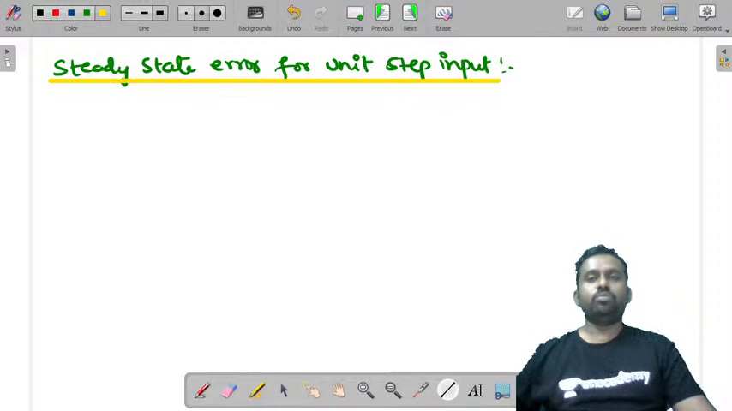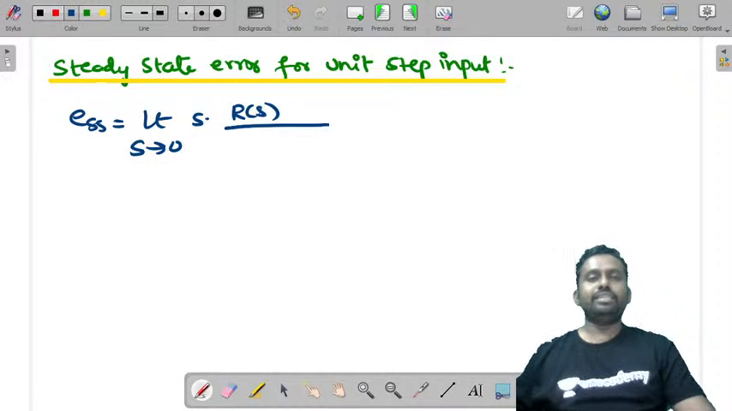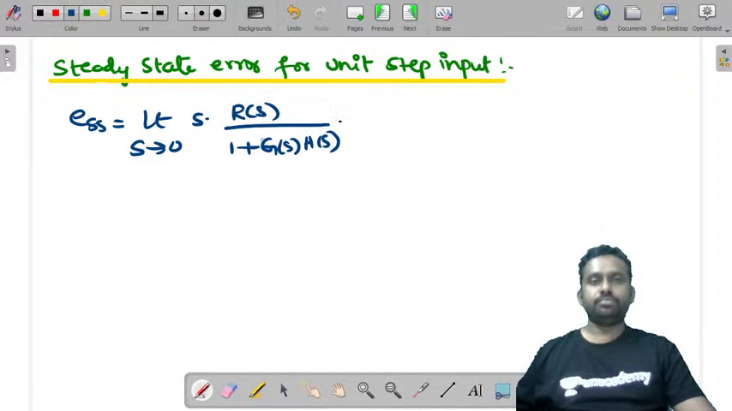First, we'll consider one input. Now, let us consider what is ESS. So, ESS is equal to limit s tends to 0 of s into R of s by 1 plus G of s into H of s.